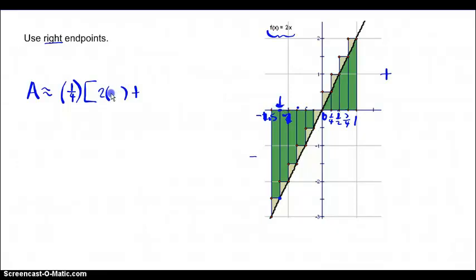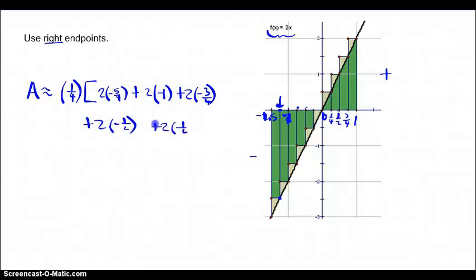So when I put negative 5/4 into my function, I'm going to get negative area, right? It's 2 times whatever I feed it. The next one is going to be 2 times negative 1, and then 2 times negative 3/4. Those are all my right endpoints. And then 2 times negative 1/2 and 2 times negative 1/4.